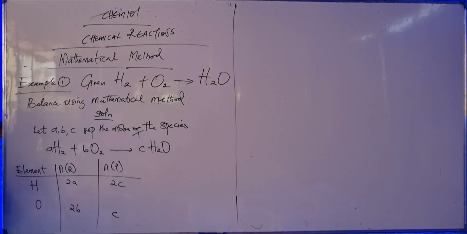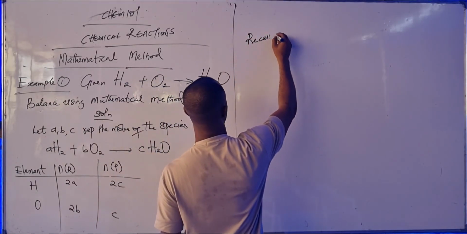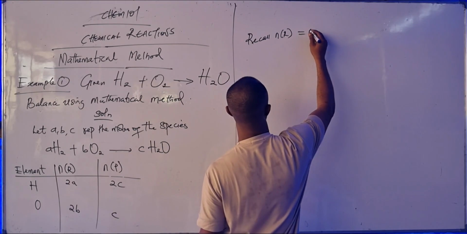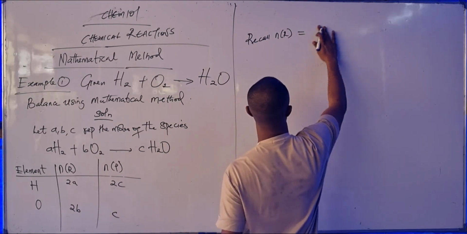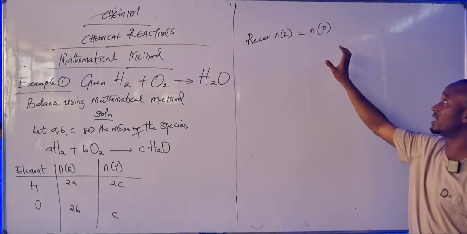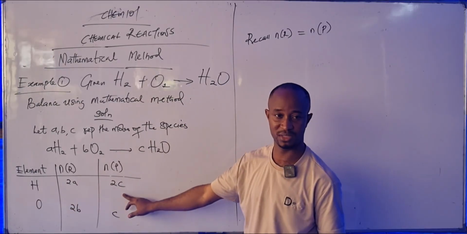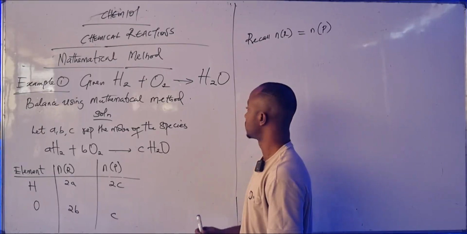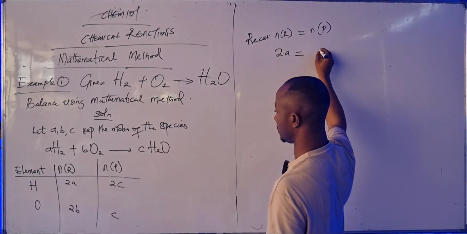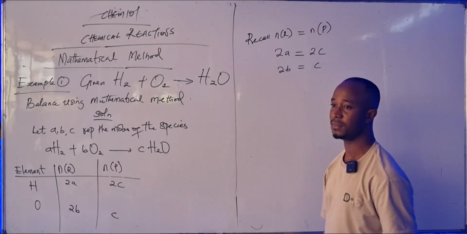Now what's the condition for a reaction to be balanced? What's the condition I gave you? The moles of the reactant must be equal to the moles of the product. Number of moles of the reactant must be equal to that of the product. That means 2A is equal to 2C. 2B is equal to C. So here we have that 2A is equal to 2C, and 2B is equal to C. Are you getting the gist here?